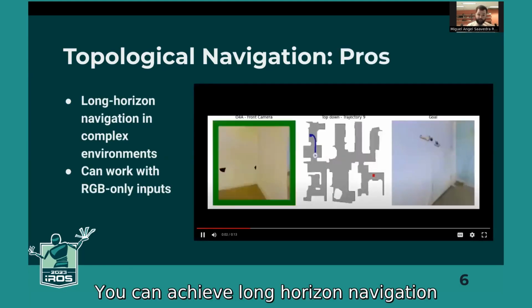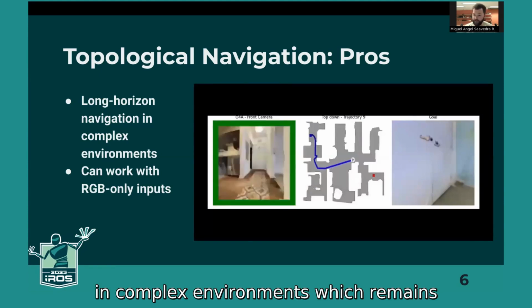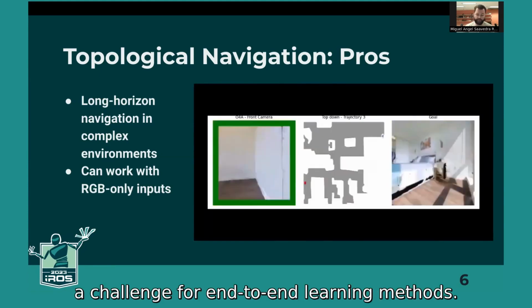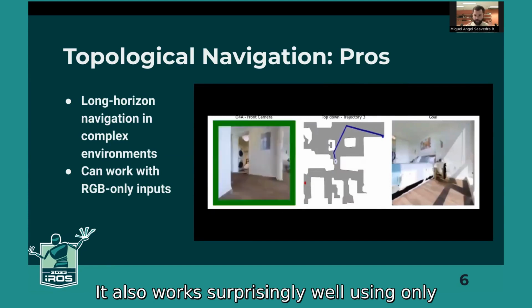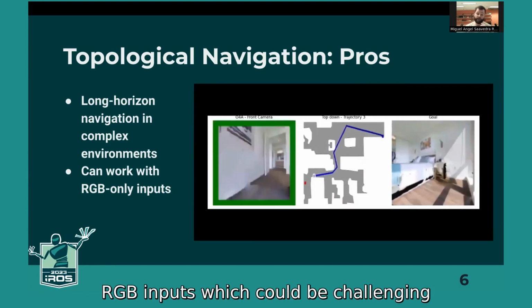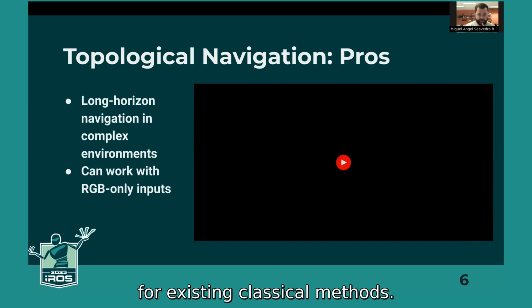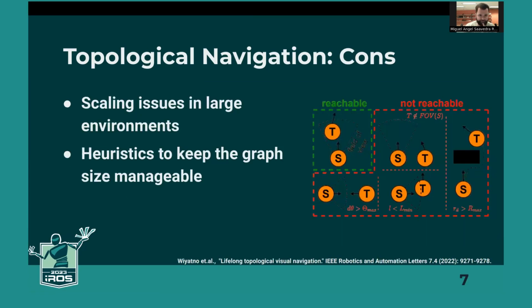What are the pros of topological navigation? You can achieve long horizon navigation in complex environments, which remains a challenge for end-to-end learning methods. And it also works surprisingly well using only RGB inputs, which could be challenging for existing classical methods.